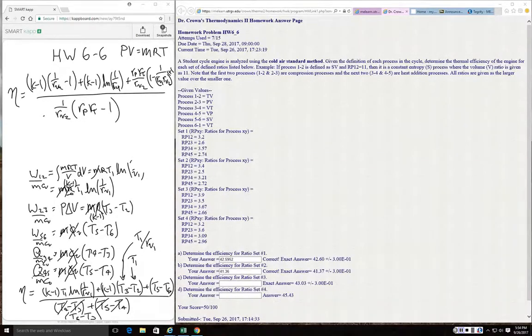So there's no T1 left in that equation, and the efficiency finally is a function of rv1, rv2, rp, rt, and k.